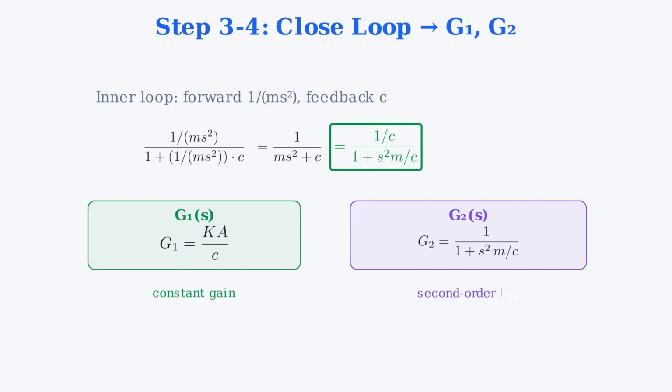Simplify the denominator. ms squared plus C all over ms squared. The fraction becomes 1 over ms squared times ms squared over ms squared plus C. The ms squared cancels, leaving 1 over ms squared plus C. Factor out C from the denominator to get the standard form. 1 over C all over 1 plus s squared m over C. So the inner feedback loop reduces to a single block. 1 over C times 1 over 1 plus s squared m over C.